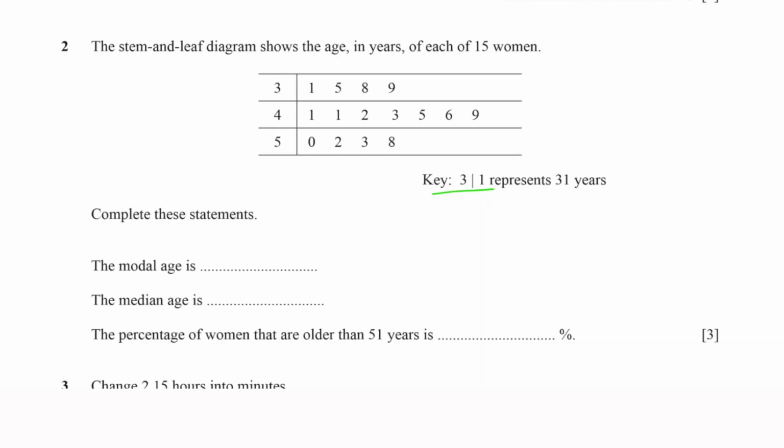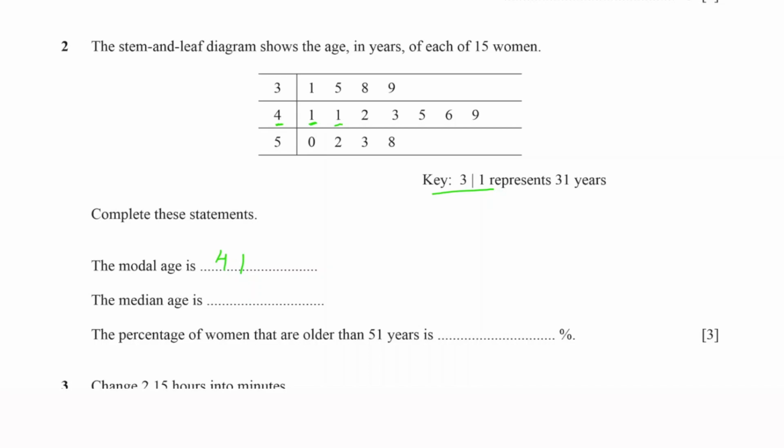The modal age. Modal means the mode, the highest repeated value. So which value is mostly repeated? You can see this 41 and 41 repeat 2 times. So 41 is the modal age.